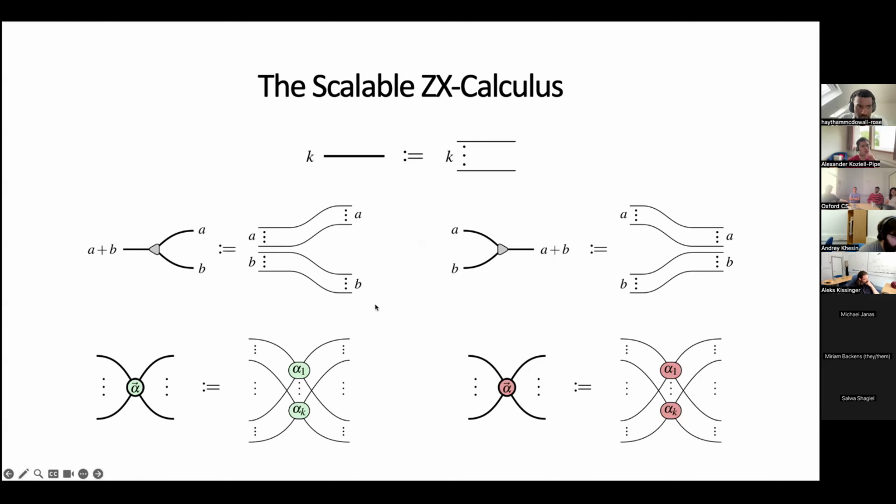And we will also need to define these thick-legged spiders. And we do that just by stacking a bunch of regular spiders on top of each other. So the states that go into a thick wire are states on, say, n qubits, or let's say k qubits since I used k here. So we apply the k qubit state, which is made up of products of states, and basically we just split those up and apply them to each of these spiders individually.